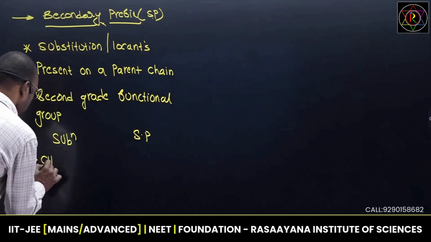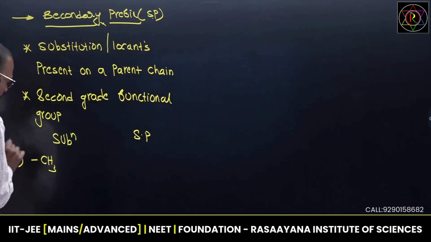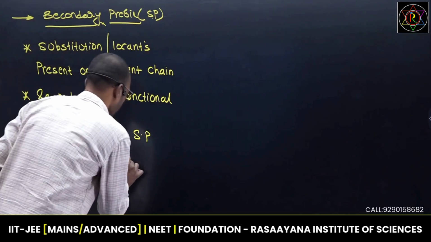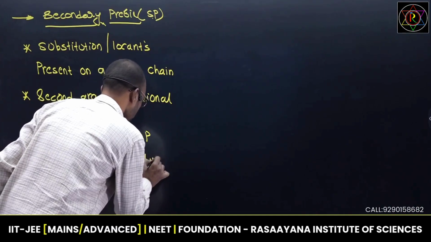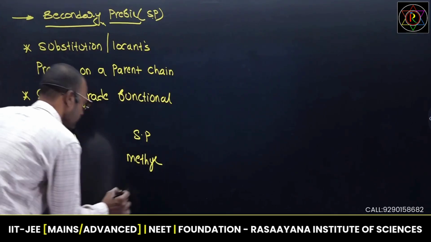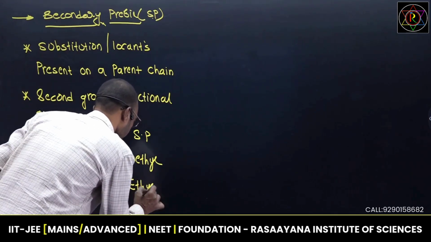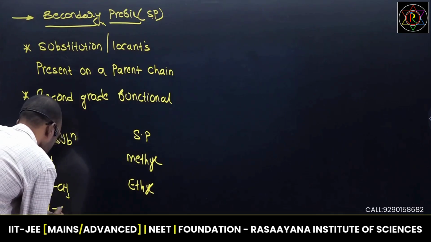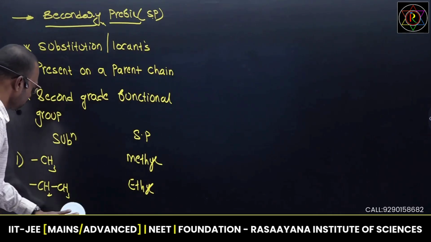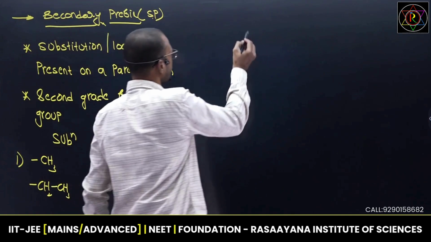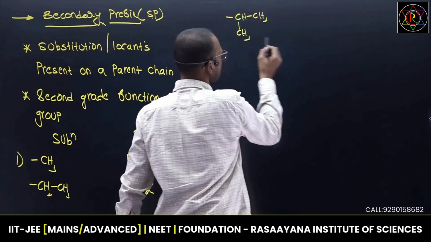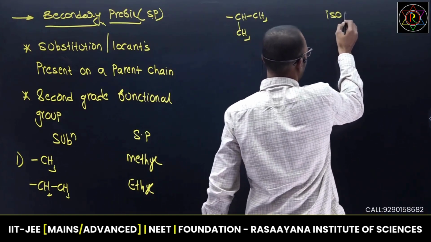Suppose if I write CH3, this bond indicates that it is attached to parent chain. Now when CH3 is present, try to remember, write methyl. And if I write CH2, CH3, this is called ethyl. If I write CH, one more CH3 and here one more CH3, 2 CH3s are present, this is called isopropyl.